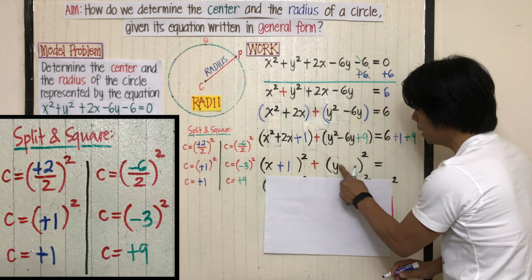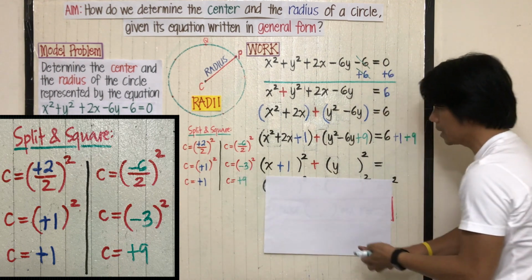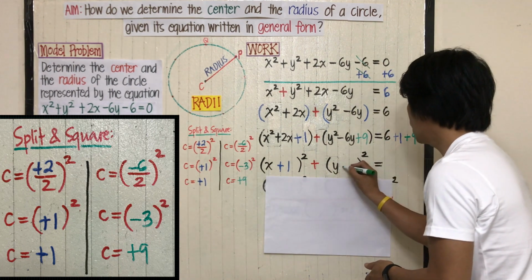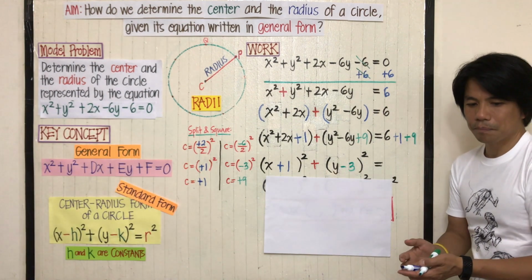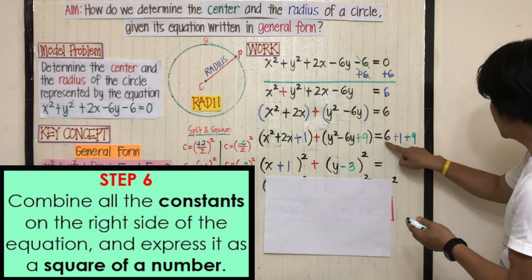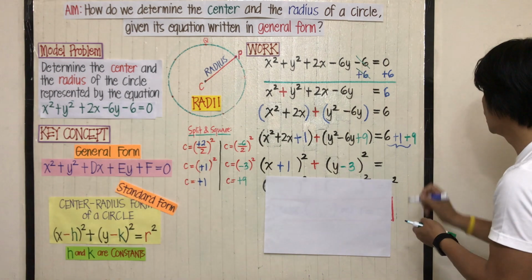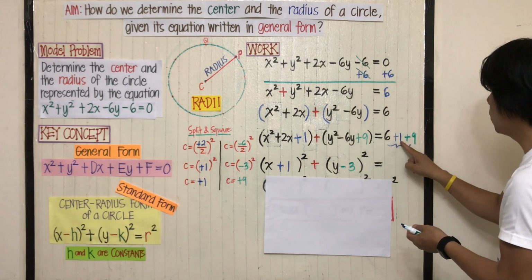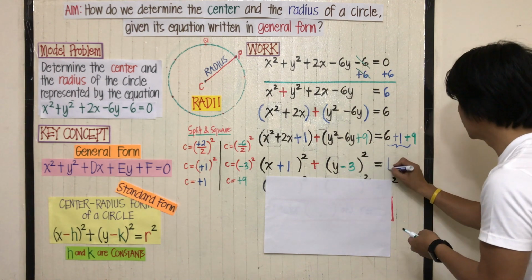So what do you put here? Not 9, but negative 3. So the square of y minus 3. Is that clear? Now, next step is to add this up. All these numbers, all these constants here, add them up. 6 plus 1, that is 7 plus 9, that's 16.